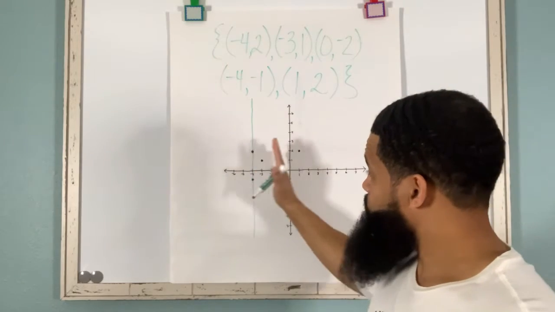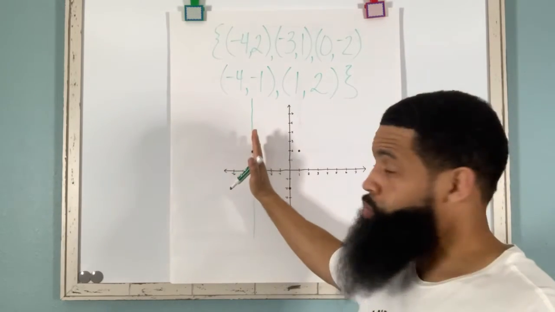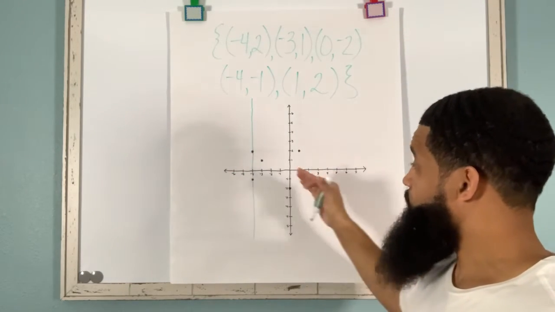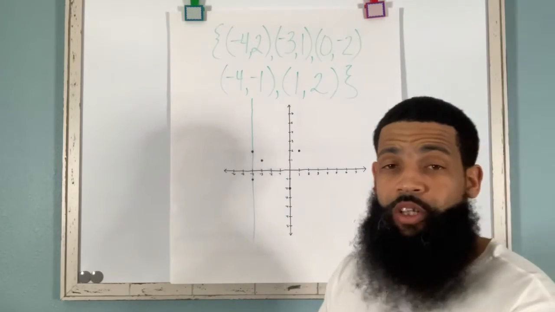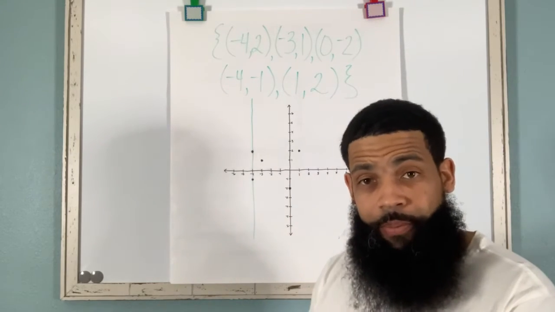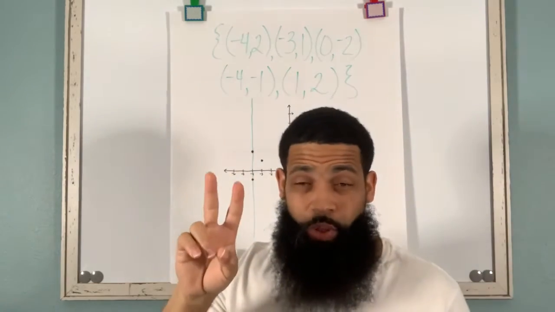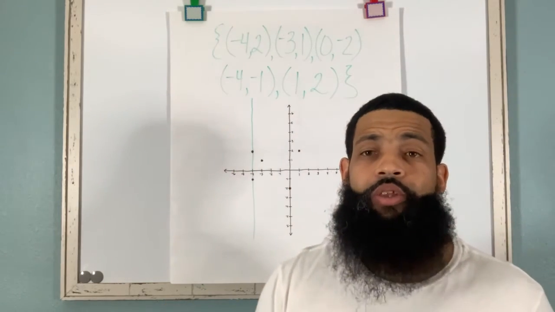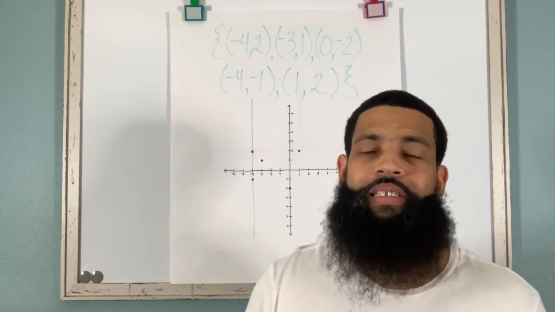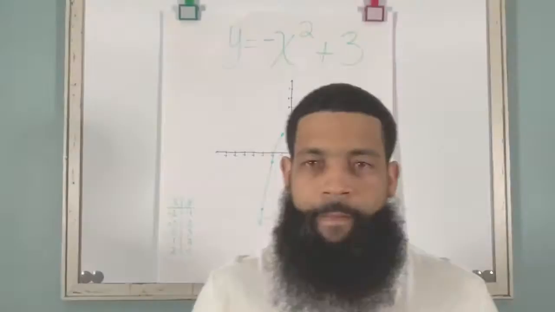Now, if I continue to take this vertical line across the rest of the graph, it will not touch any of the other points at the same time. But just these 2 points, any 2 points, if that vertical line touches those 2 points at the same time, it is not a function.